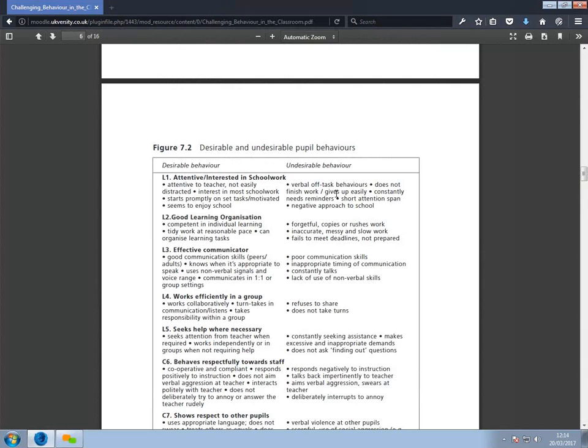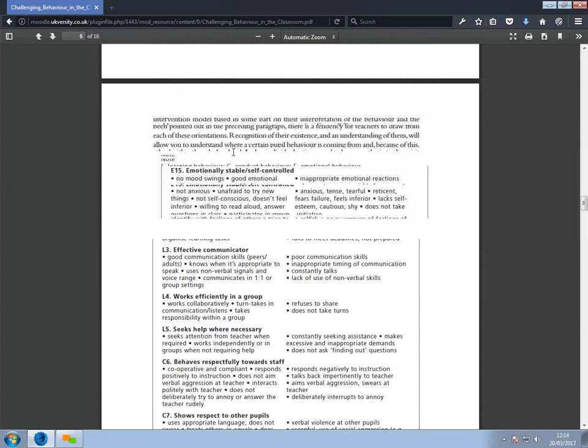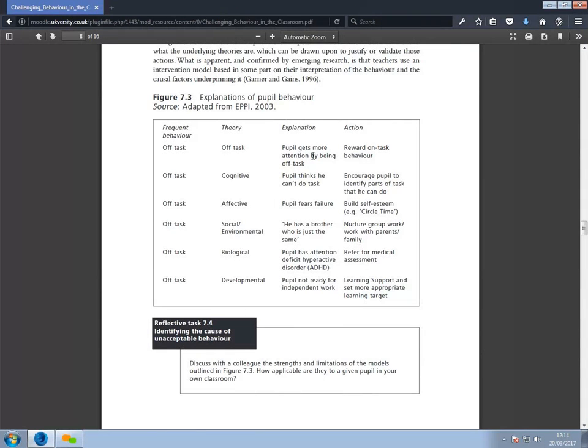Wanted to speak about task and on-task. Anyway, behaviour, task, theory of task. Behavioural: pupil gets more attention off task, so reward on-task behaviour. Cognitive: pupil thinks it can't do the task, so encourage the pupil to identify parts of the task it can do. Affective: pupil fears failure, so build self-esteem.